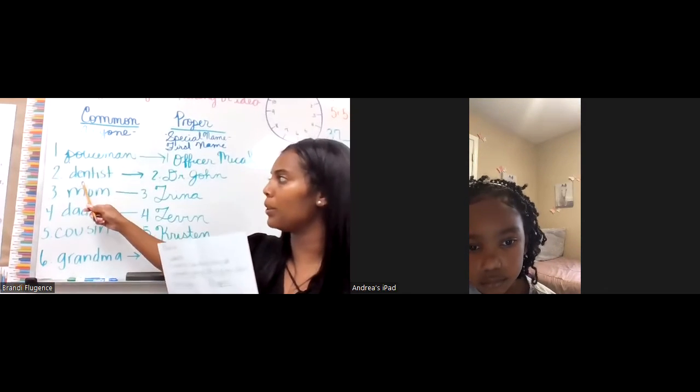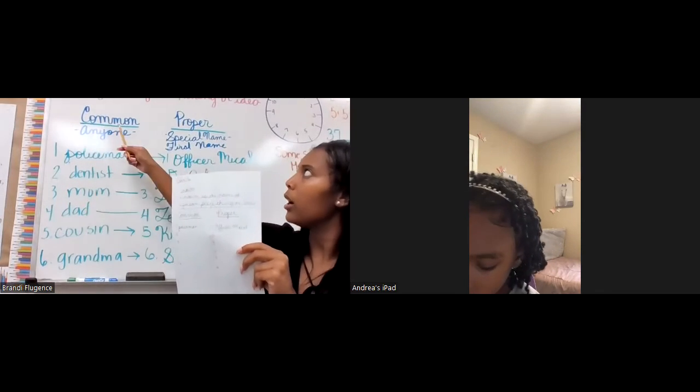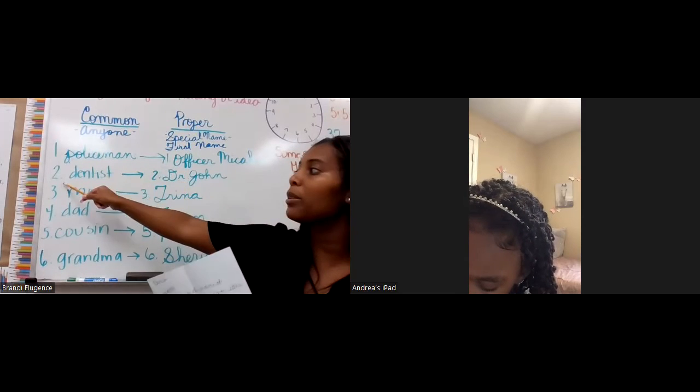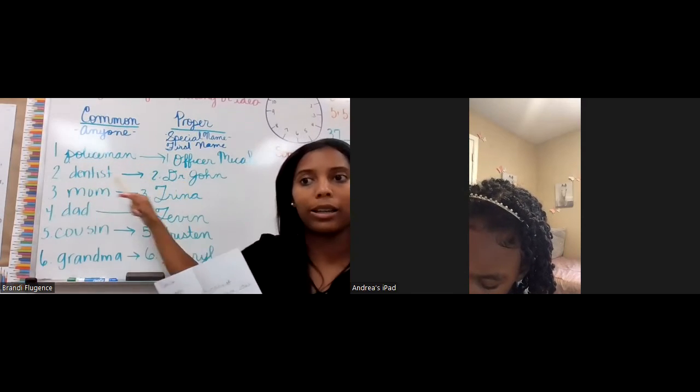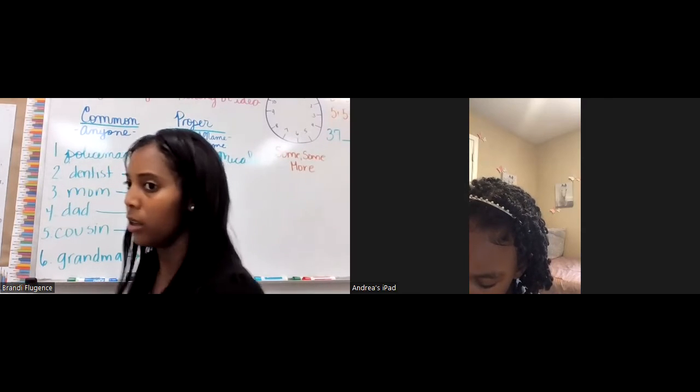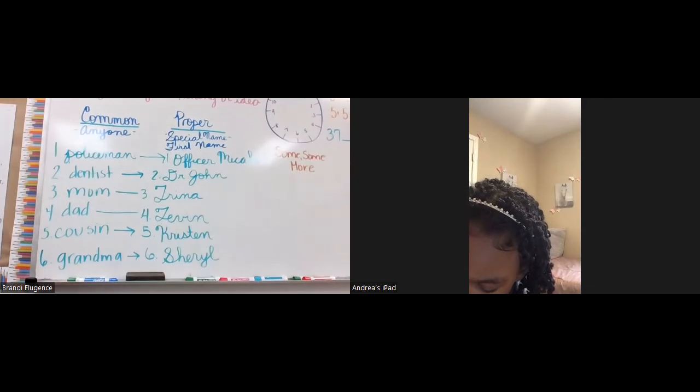So number 2, you're going to put dentist for common. And then proper, you're going to put Dr. John. I have the numbers, guys, so that you're matching it correctly. Do y'all understand? Okay, so go ahead and write it. Let me see. You telling me yes? I'm going to find out once you do it.